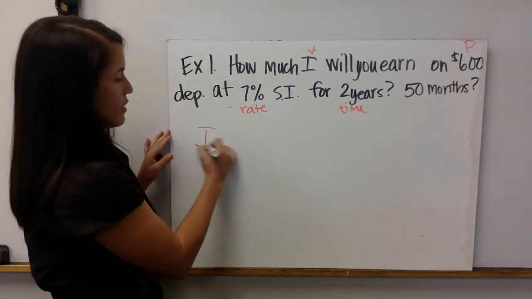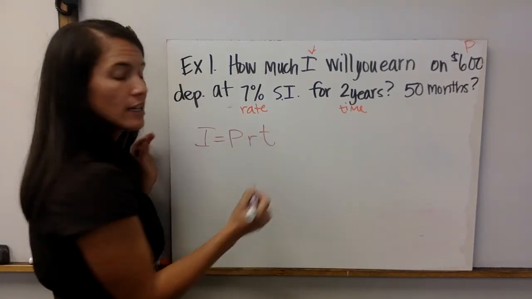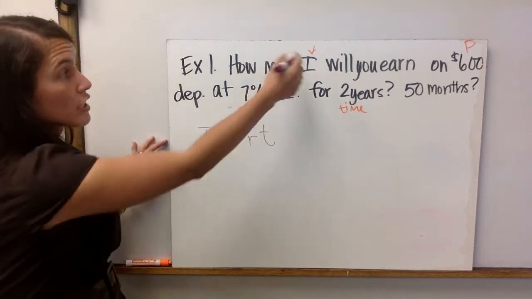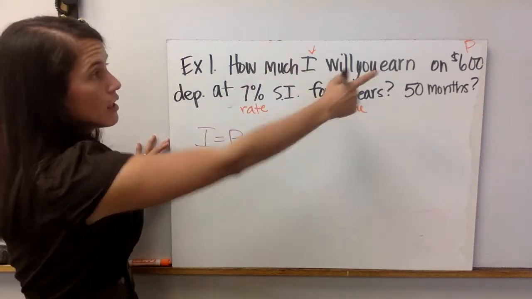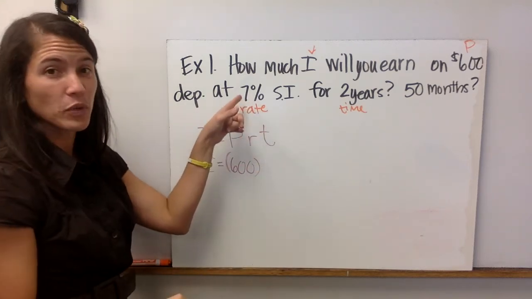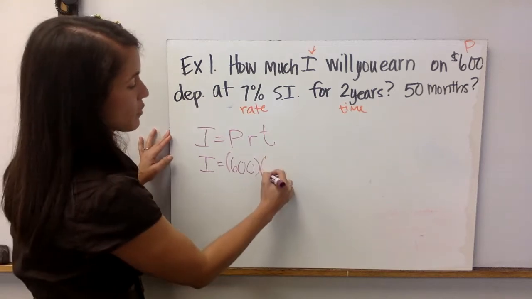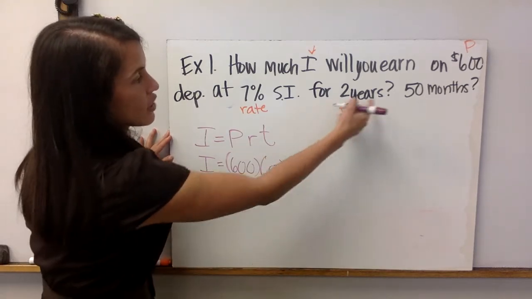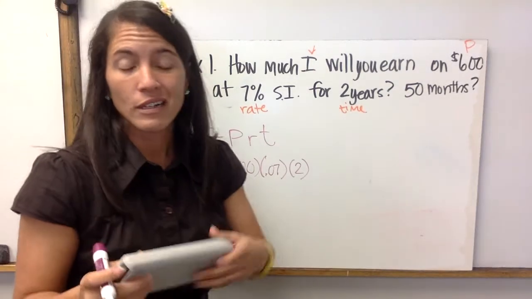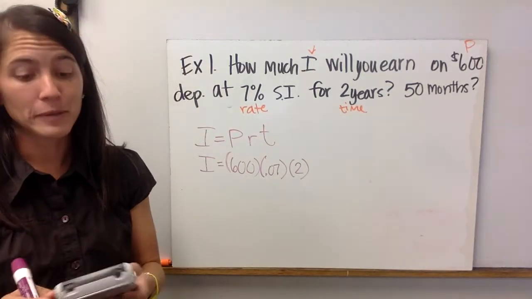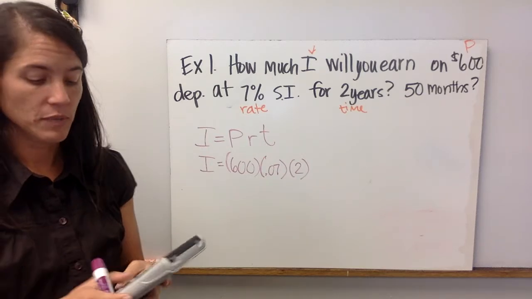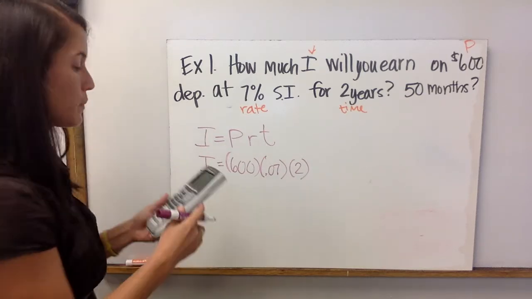We start with our formula, I equals PRT. I'm always going to recommend that you start with your formula. We're looking for I. We don't know what that is. The principal is $600. Our rate is 7%, but we need to change it to a decimal, so 0.07. And our time is 2 years. It's already in years. Now, if you want to multiply all that, please do. I'm going to type it into my calculator.